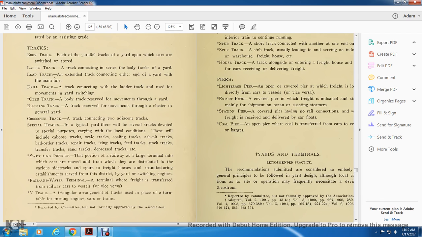The varying local conditions will include caboose tracks, scale tracks, coaling tracks, ash pit tracks, bad order tracks, repair tracks, icing tracks, feed tracks, stock tracks, transfer tracks, and so on.